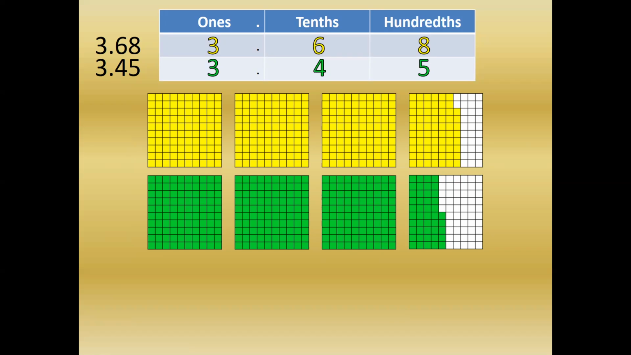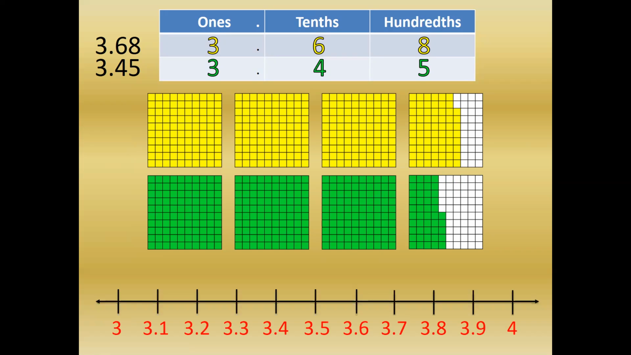And looking at these pictures here, we can see that our first boxes cross each other out, cancel each other out, our second boxes cancel each other out, our third boxes cancel each other out. And then looking at the last box, we can see that the yellow has more filled in. So that means it is a larger decimal.